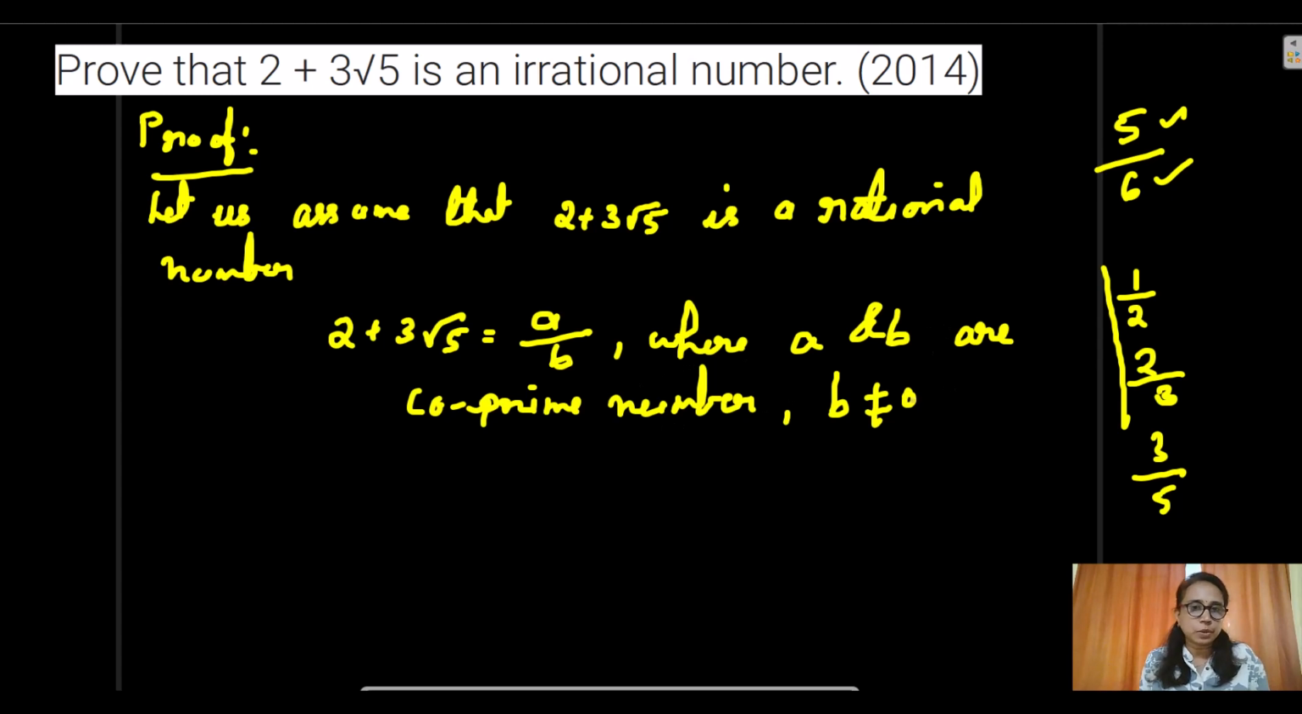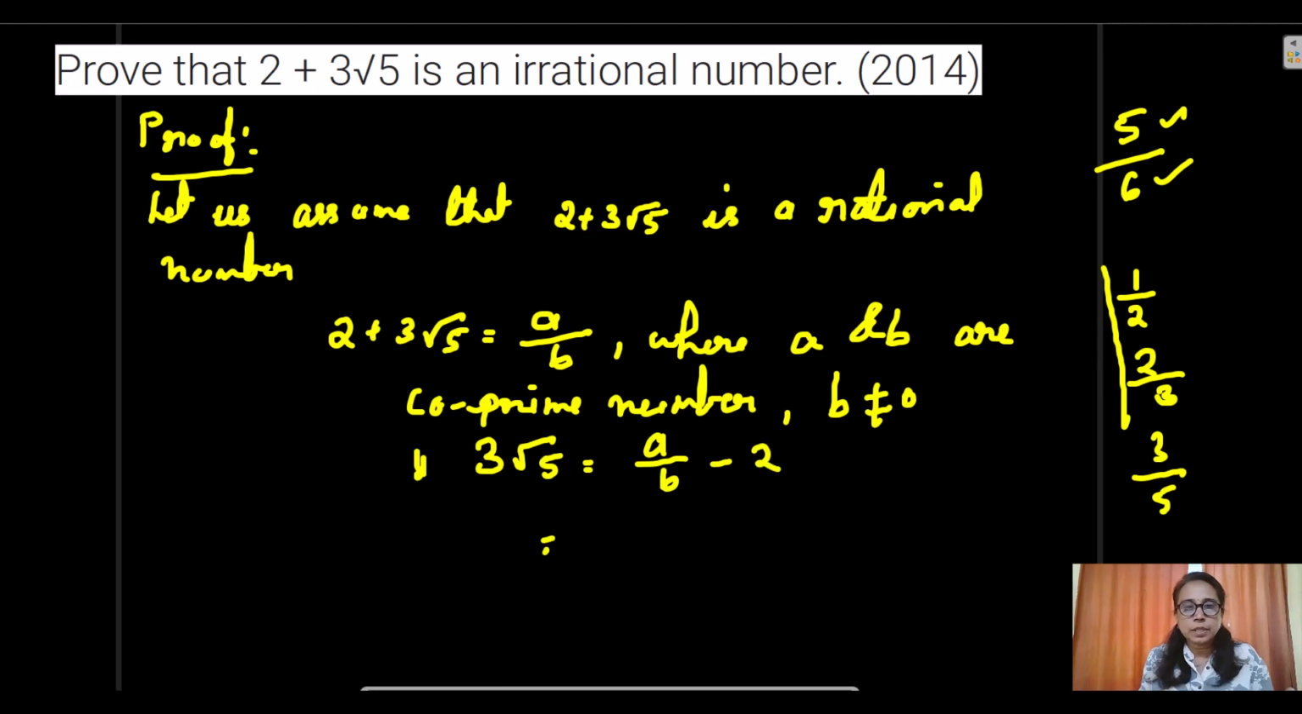b not equal to 0. Okay. Now, the next one is how you can write. Next one, 3 root 5. We are taking 3 root 5. We are keeping 3 root 5 on the left hand side, and right hand side we can write a by b minus 2. That is equal to a minus.